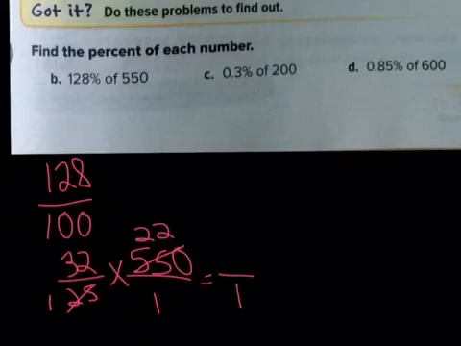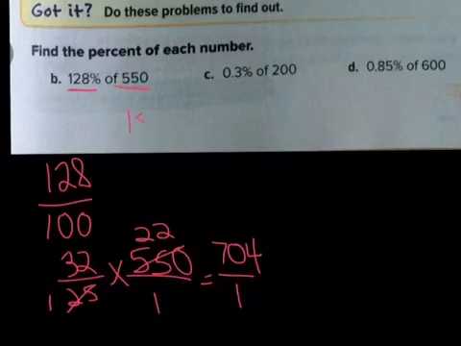And then 32 times 22 equals 704. So 128% of 550 is 704. Okay, that's another way to do it, by multiplying fractions.